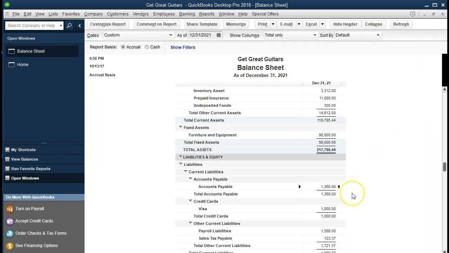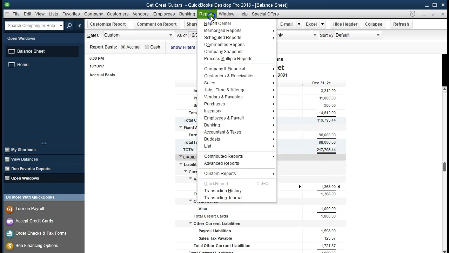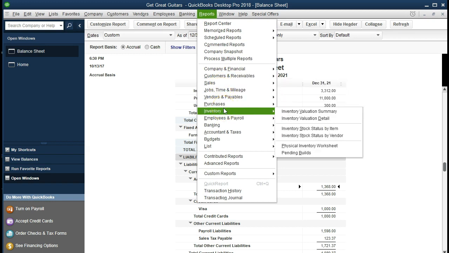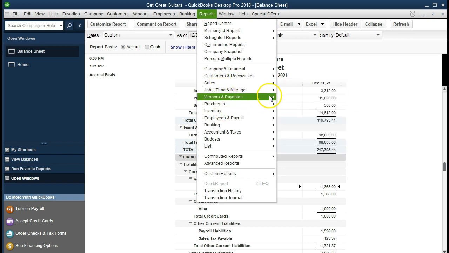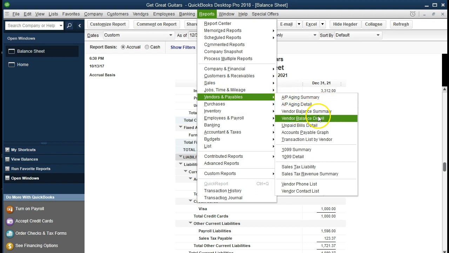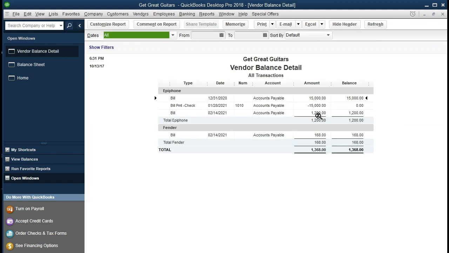We also want to see this in terms of who do we owe. For that, we go back to reports. We are going to go to vendors and payables. And we're looking for the vendor balance detail. And now we can see that there's that 1,200 owed to Epiphone, and here's the 168 owed to Fender, total being that 1,368. That then ties out to the balance sheet.